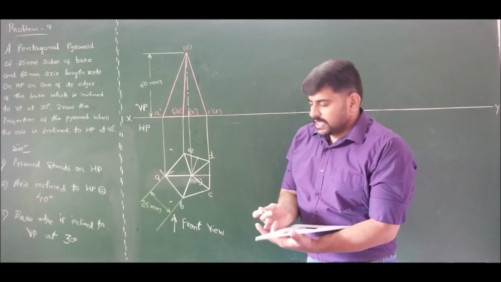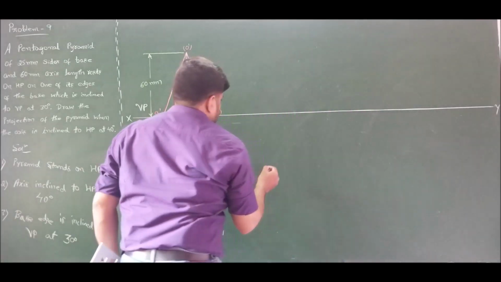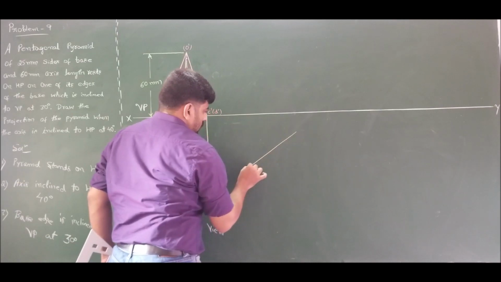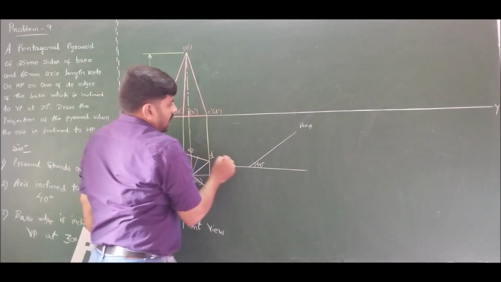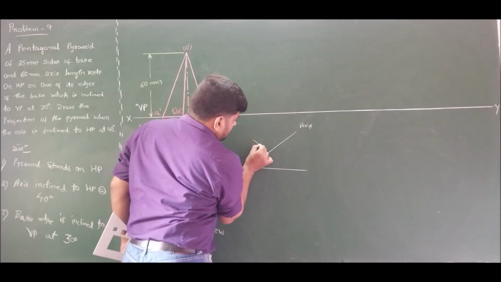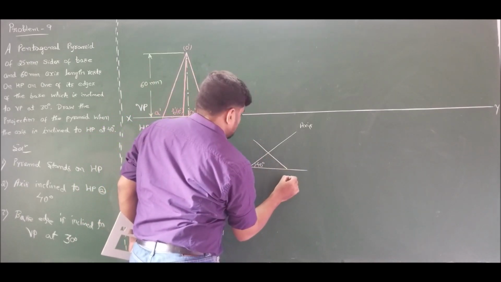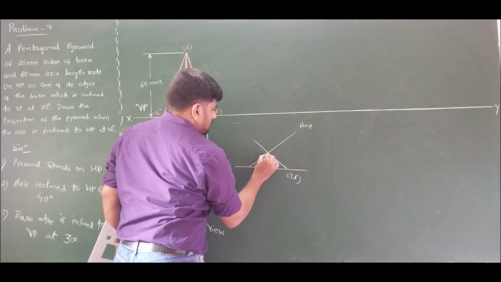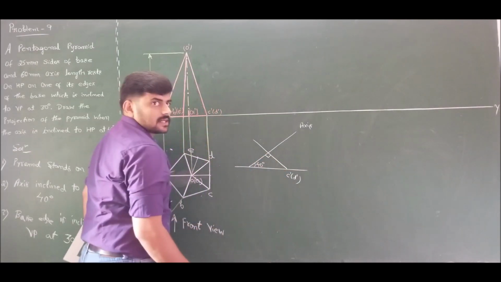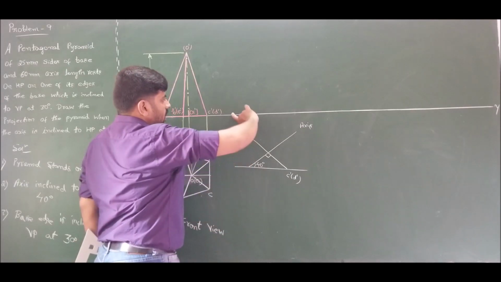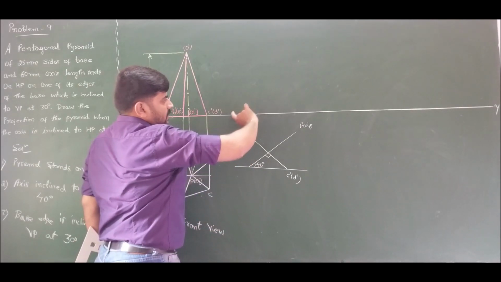Therefore, if I incline the axis at an angle of 40 degrees to the horizontal plane, I am having the base perpendicular to the axis with the edge resting on HP. This is perpendicular, 90 degrees. So I can find this angle at which I should rotate the base clockwise.